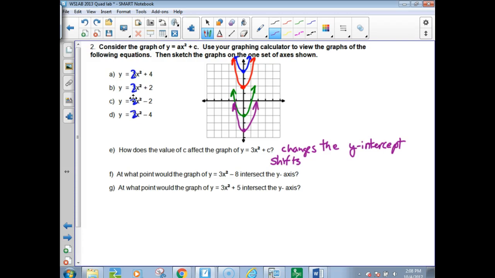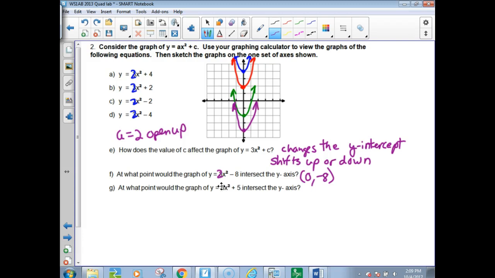The front number is a positive number, so A is 2 here, so it's going to open up. Yep, there we go. All right, so K changes the y-intercept or shifts it up or down. So at what point would the graph of y equals 2x squared minus 8 intersect the y-axis? It would be at 0, -8.